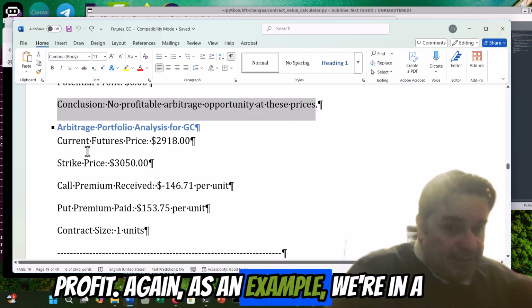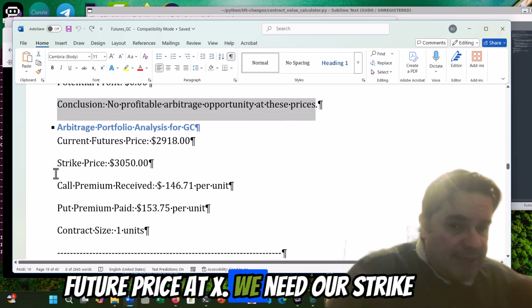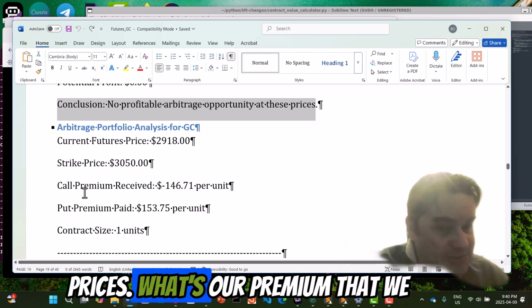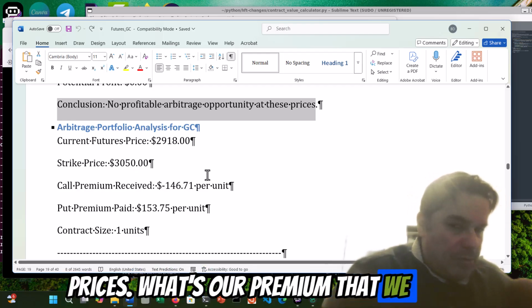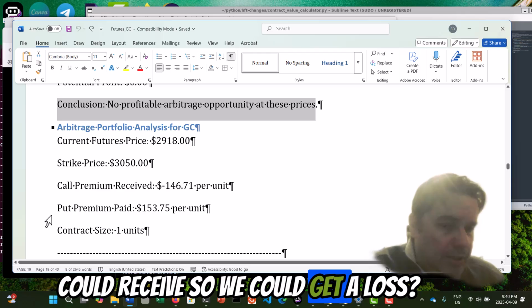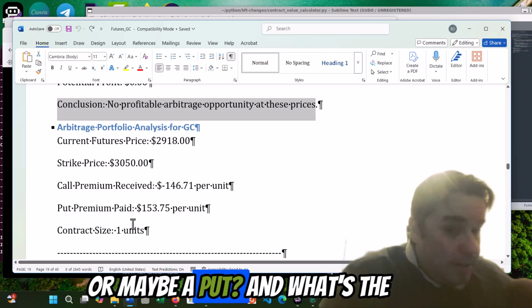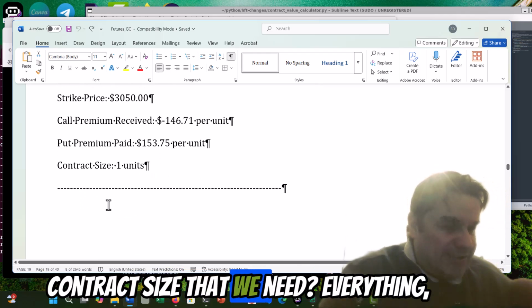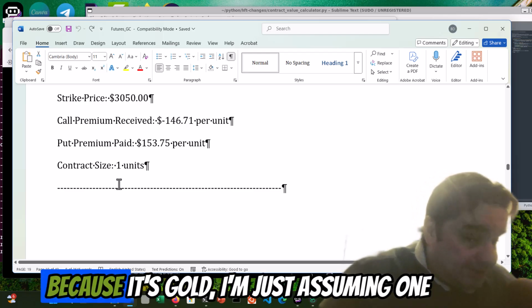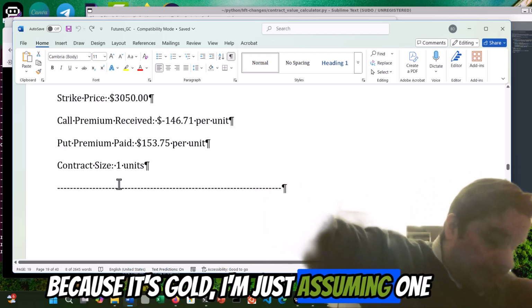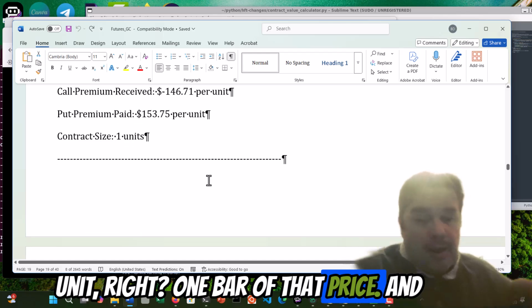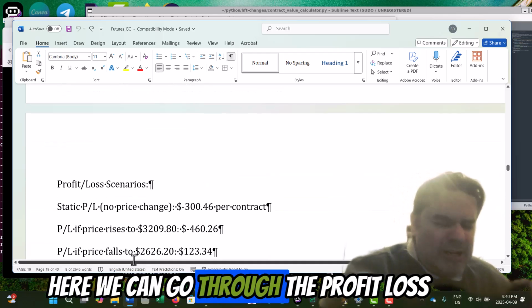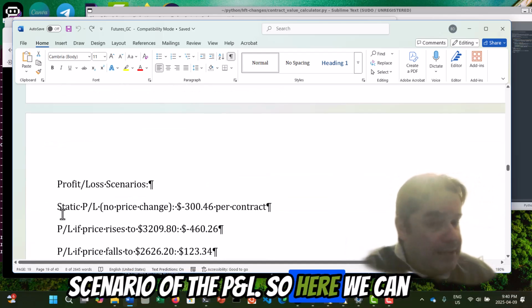profit. Again, as an example, current future price at X, we need our strike price at X. What's our premium that we could receive, so we could get a call or maybe a put, and what's the contract size that we need? Because this is gold, I'm just assuming one unit, right? One bar of that price. But here we can go through the profit loss scenario, the P&L.